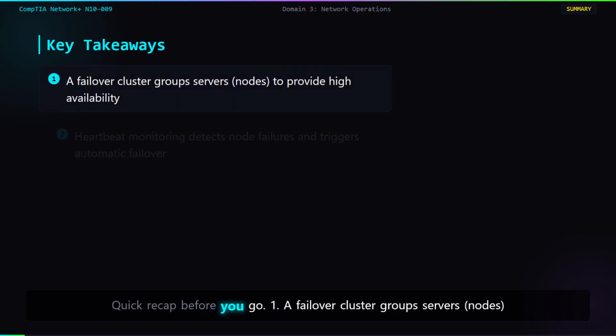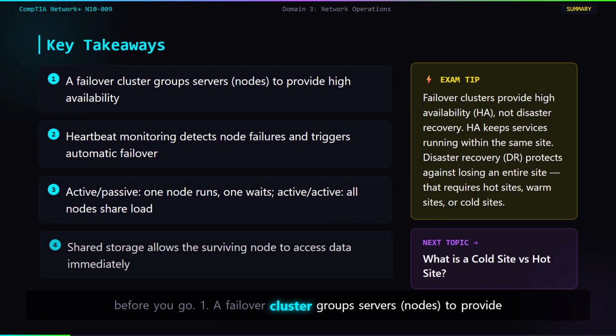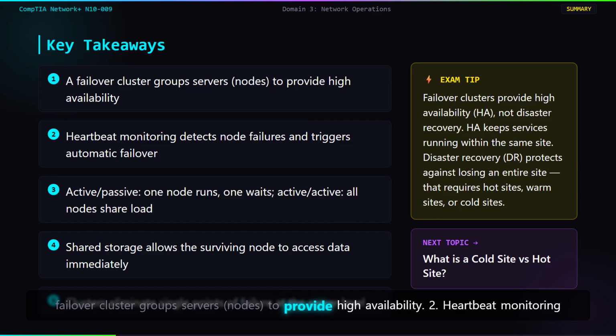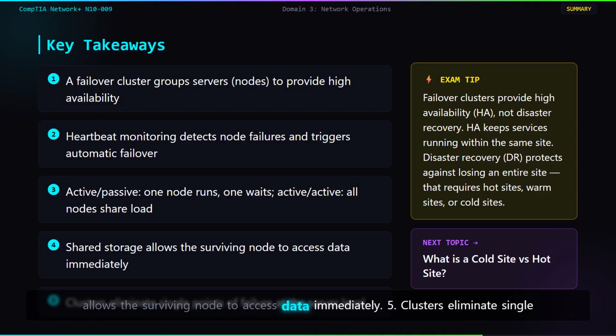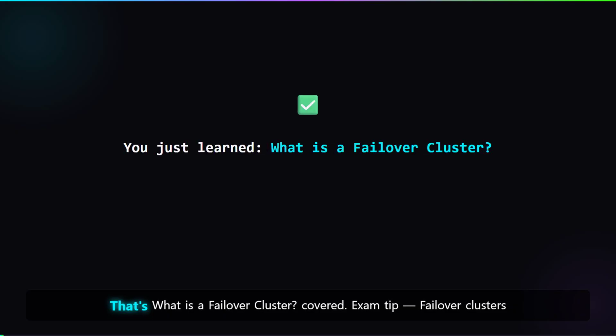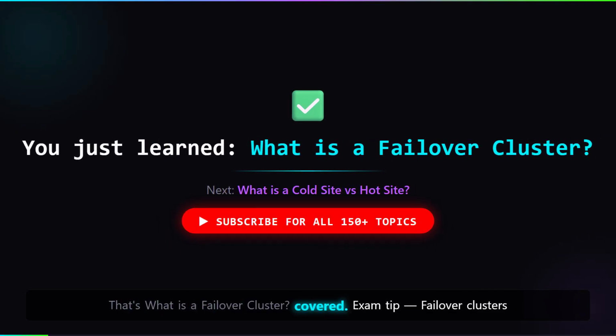Quick recap before you go. 1. A failover cluster groups servers, nodes, to provide high availability. 2. Heartbeat monitoring detects node failures and triggers automatic failover. 3. Active-passive. One node runs, one waits. Active-active. All nodes share load. 4. Shared storage allows the surviving node to access data immediately. 5. Clusters eliminate single points of failure at the server level. That's what is a failover cluster covered.